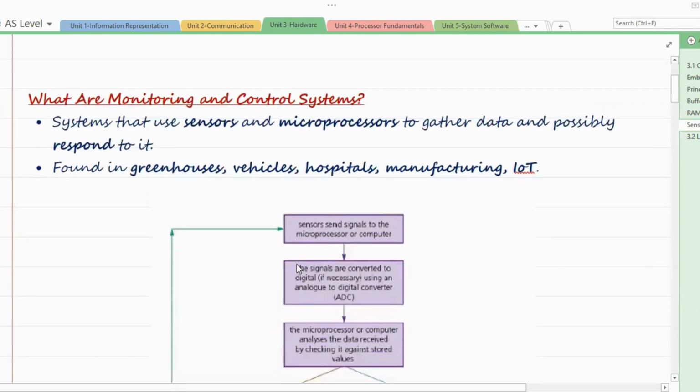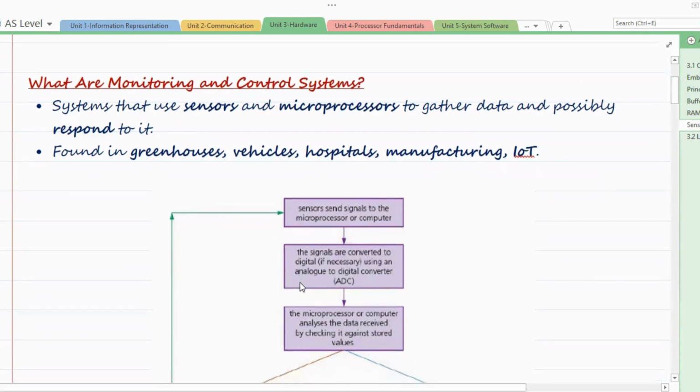In today's session, we'll understand what monitoring and control systems are, how sensors collect data, different types of sensors and their applications, what actuators do, the difference between monitoring and control systems, importance of feedback, and finally, we'll have a look at some exam style questions as well. So let's get started. First of all, let's understand what are monitoring and control systems.